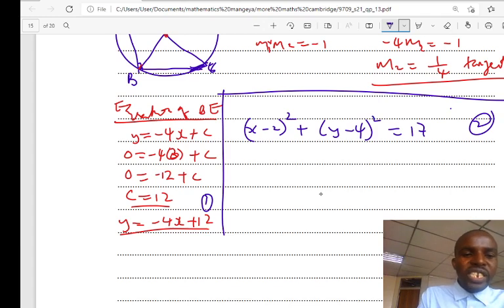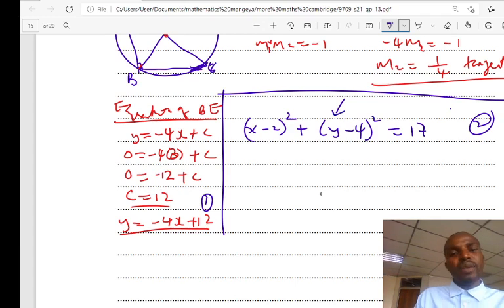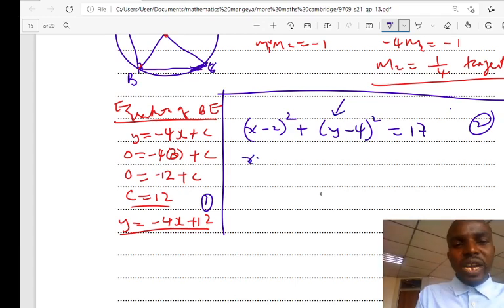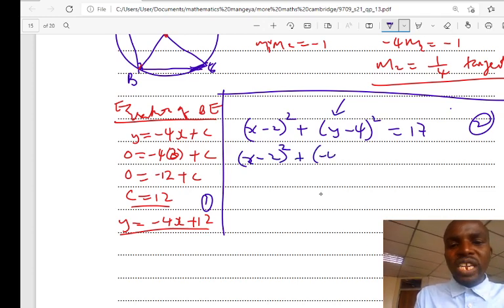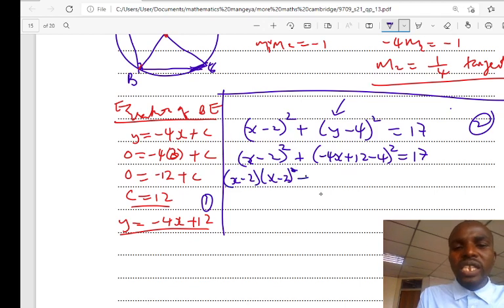We substitute here. From equation 1, wherever there's y, you put minus 4x plus 12. So you write here (x minus 2) squared plus, where there's y, you put minus 4x plus 12, then minus 4, squared is equal to 17. This one will be (x minus 2) squared, plus, simplifying this one, you get minus 4x plus 8, then squared is equal to 17.